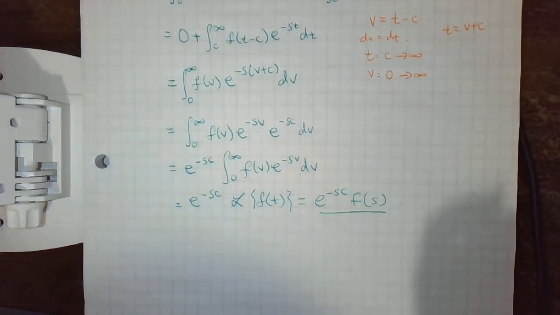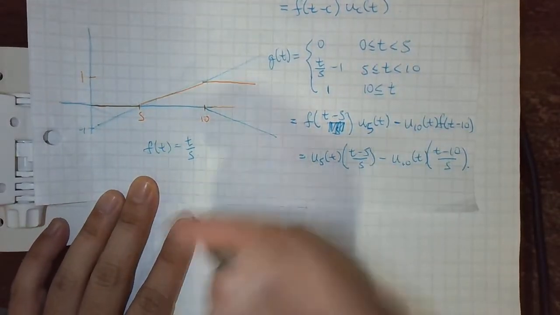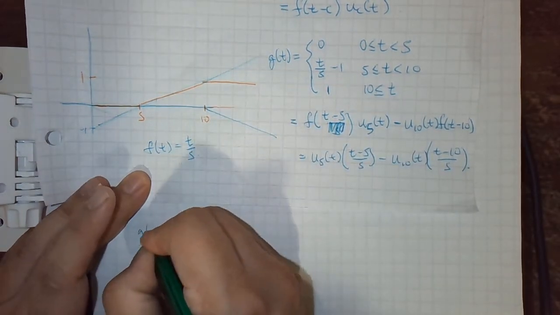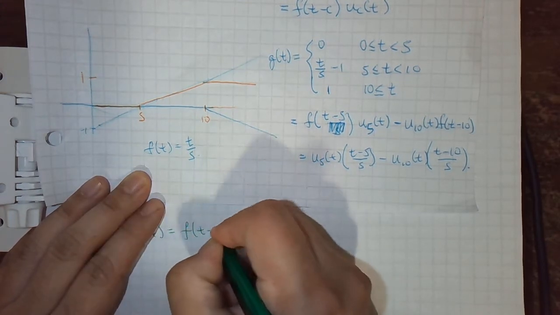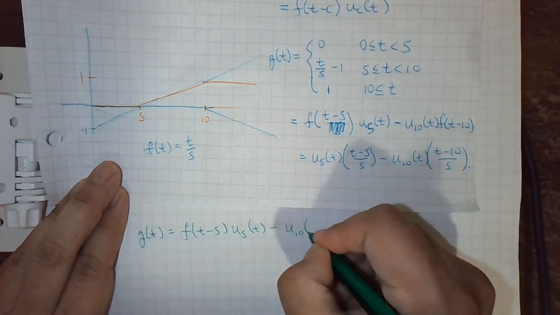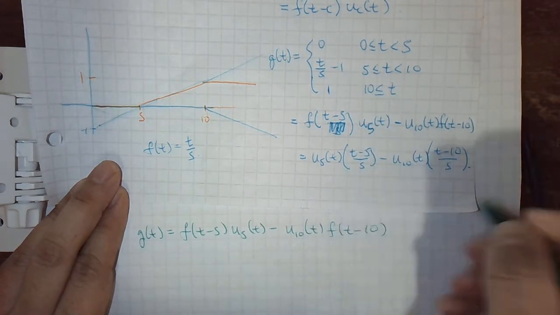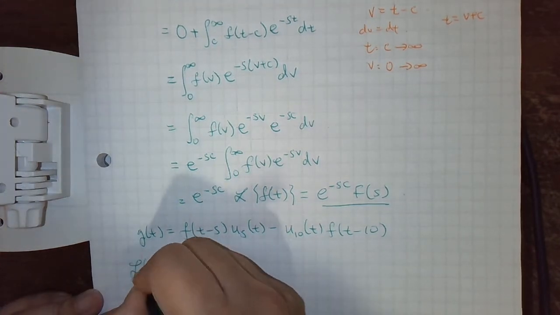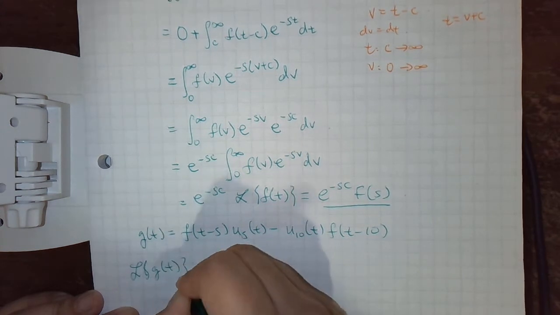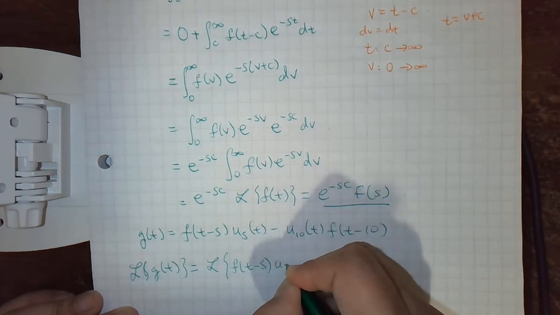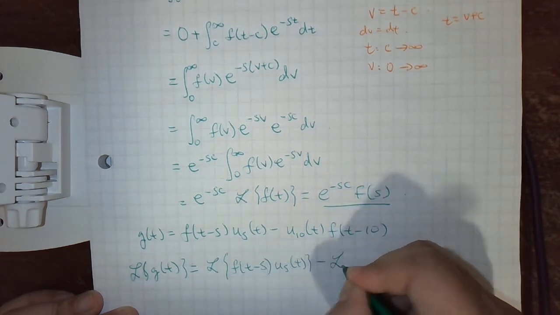And then what we're going to do is copy this function that we were working with. So this orange thing, we'll find the Laplace transform of that. So let's see, g of t is f of t minus 5 times u5 of t minus u10 of t times f of t minus 10. I'm copying that line. Okay, so then the Laplace transform of g of t is going to be the Laplace transform of the first part. Laplace transforms are linear, minus the Laplace transform of the second part.